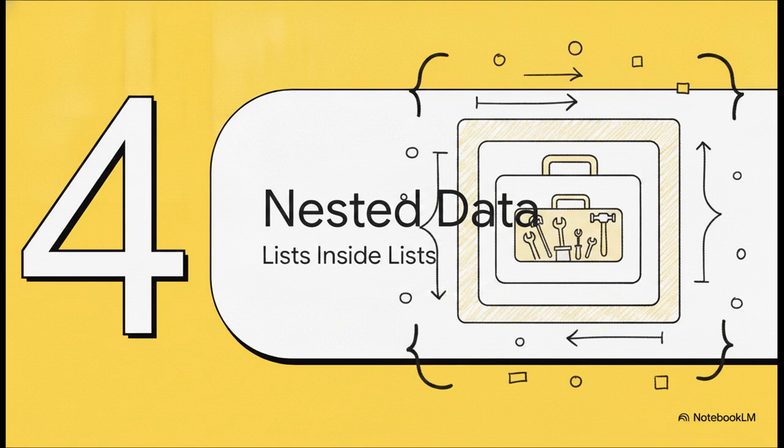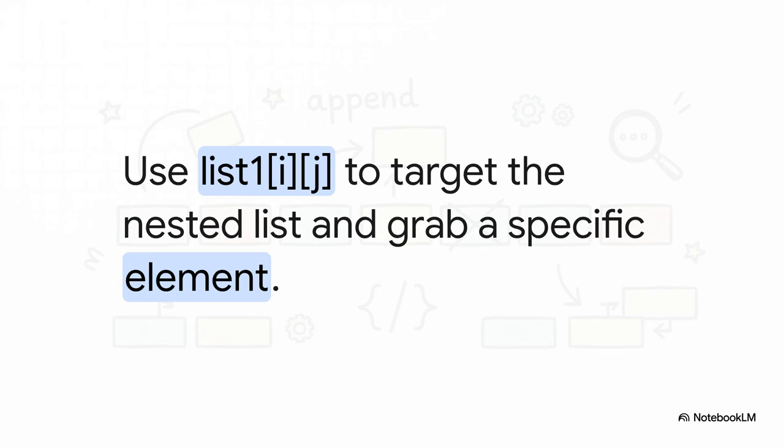Let's step it up a notch. Lists inside other lists, also known as nested data. So, sometimes one toolbox just isn't enough. The solution? You put a toolbox inside a toolbox. Chapter 9 refers to this as a nested list. Accessing your data here looks just a little bit different, but it's super logical. You just use two sets of square brackets. The first index targets the nested list itself, essentially opening up that inner toolbox. Then, the second index grabs the specific item sitting inside of it.